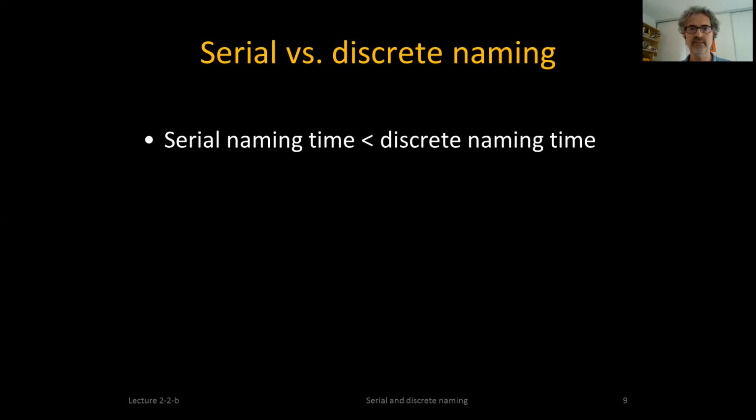So discrete naming time per item is longer than the serial naming time per item. And this we have called the serial advantage.